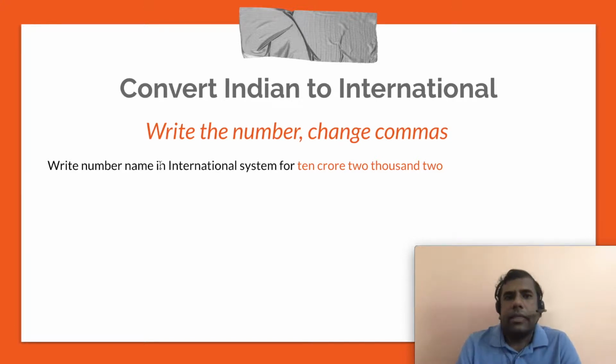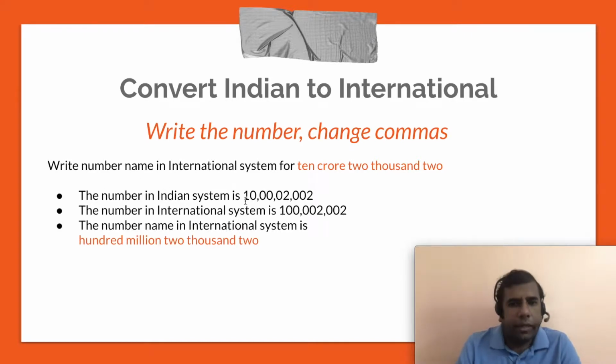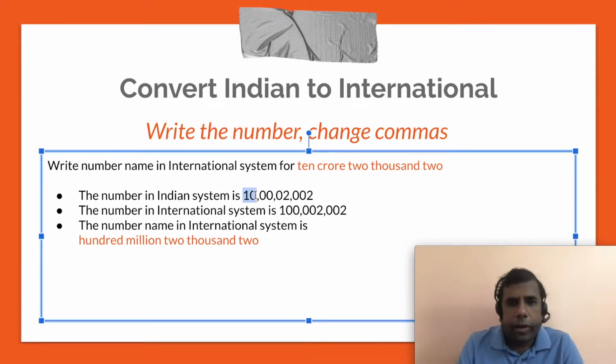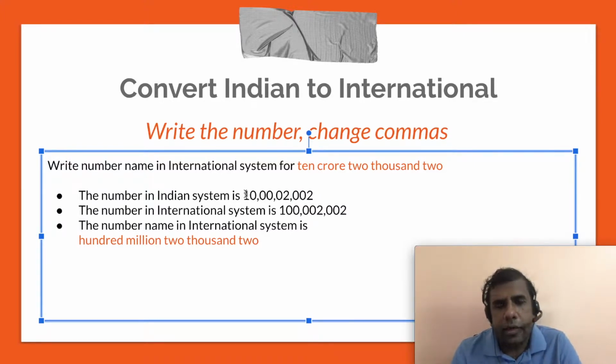So here, let's say that the number is 10 crore 2002, right? First we'll write the number in the Indian system. It will be 10 crore, then lakh will be zeros, so 00. Then the thousands period is going to be 02 because it's 2000, and 002 because there is no hundreds or tens place, right? So this number in the Indian system is going to be 10, 00, 02, 002.